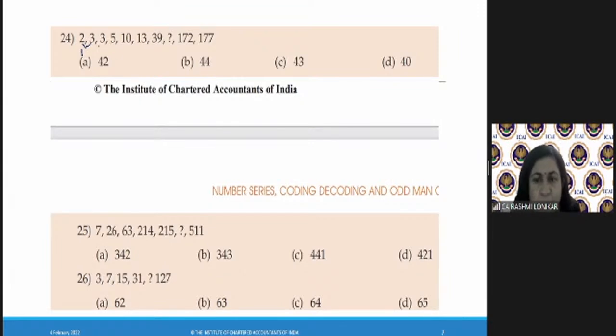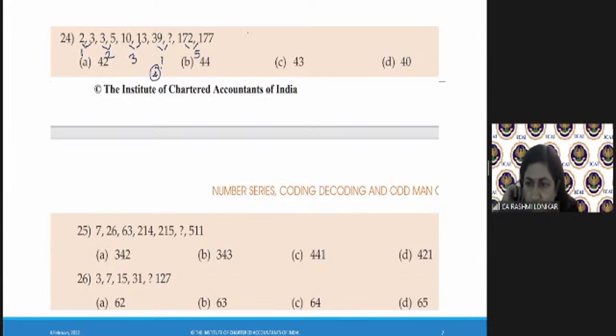How much is 5 minus 3? This difference is 2. How much is this? 13 minus 10, because I am taking pairs. Pairs means two numbers together. 13 minus 10 is 3. Now how much is this? I don't know. Then how much is this? 177 minus 172 I know is 5. Then 1, 2, 3, so this difference obviously has to be 4. Okay. I can see that the difference is following a regular number series 1, 2, 3, 4, 5.